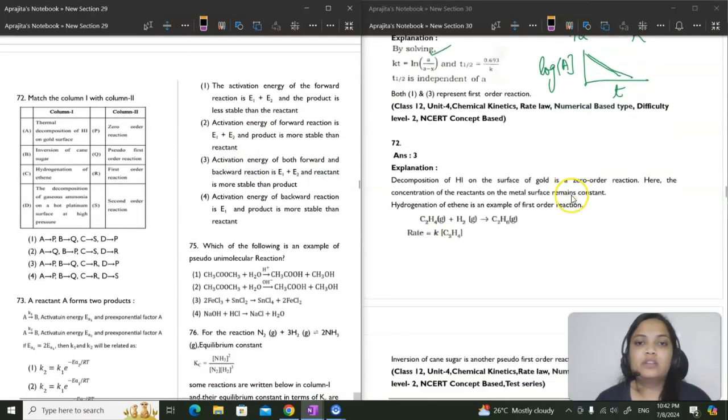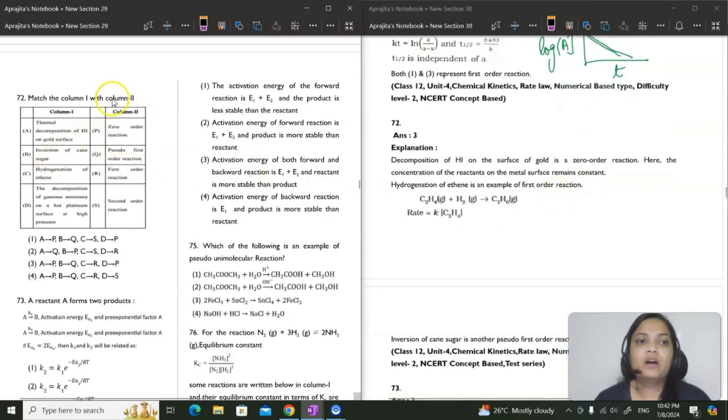Question number 72. Again, I have to match the reactions. Thermal decomposition of HI on gold surface. Whenever decomposition of HI on gold surface happens, it's a zero order reaction because the concentration of reactants on the metal surface remains constant. So for A you can say it's P.